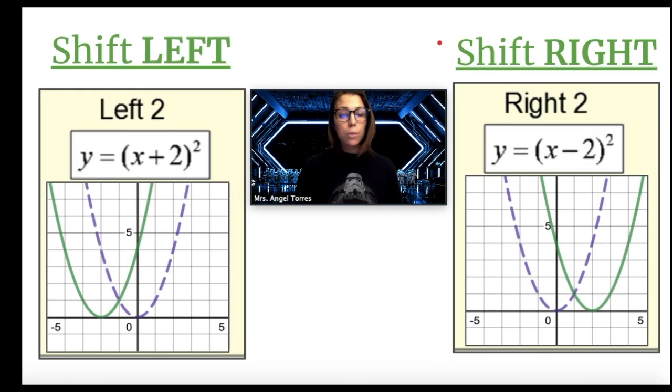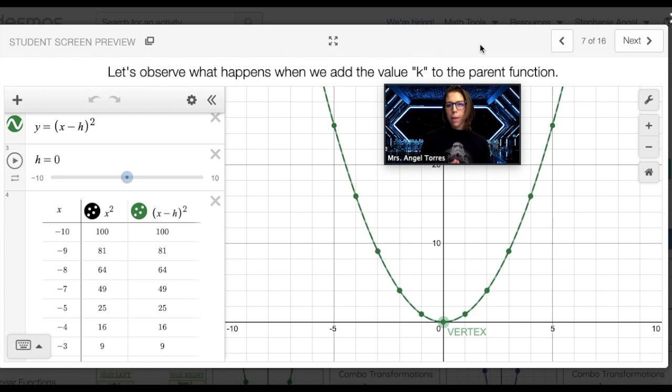The final transformation is the hardest one to master. This is called a horizontal shift, meaning that we're going to be shifting our graph either left or right. Let's go ahead and explore what this looks like. Right now we have a parent function, and what we're doing essentially with a horizontal shift is changing the base of this function. Since h is 0, it's matching up perfectly with my parent function because there is no change.